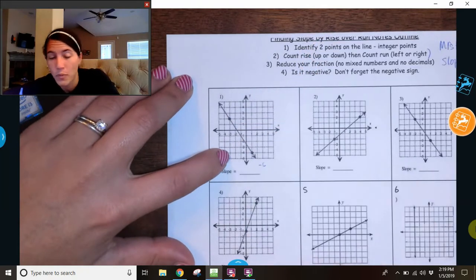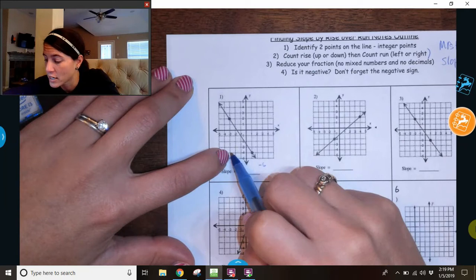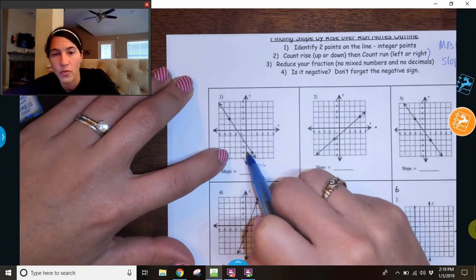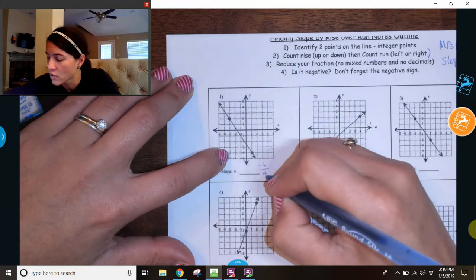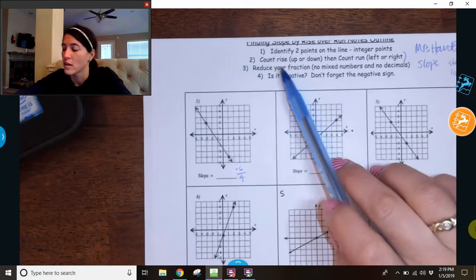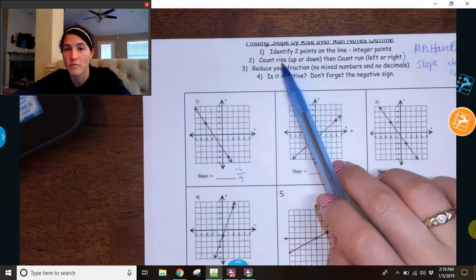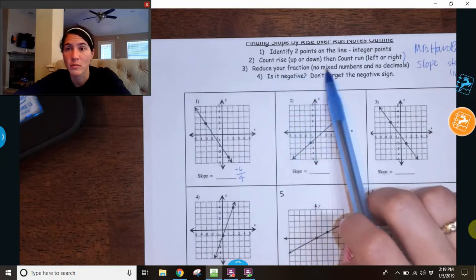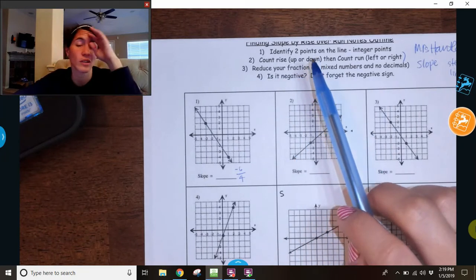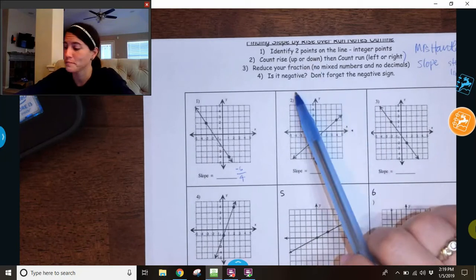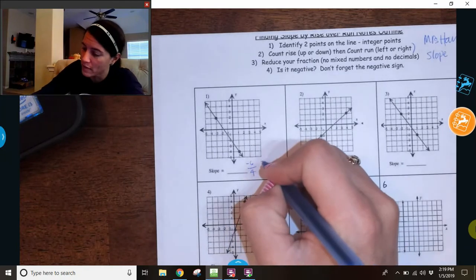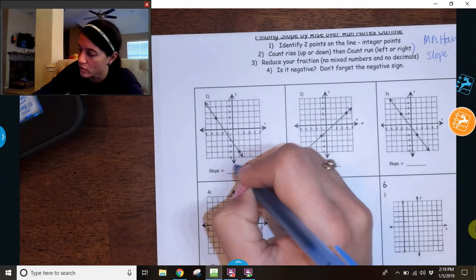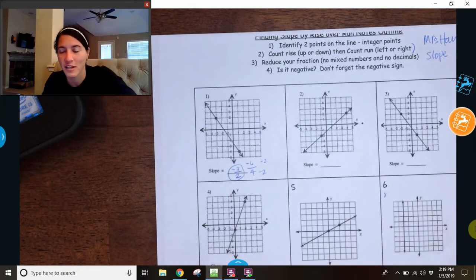Then from that point right there, I need to count my run. I need to go right. Let's see, make sure I'm okay. 1, 2, 3, 4. So negative 6 over 4. That's how I start. I found 2 points. I counted my rise and then my run. Now I need to reduce my fractions. No mixed numbers and no decimals. When you're doing slope, you just want to leave it as a fraction or an improper fraction. So I can divide both by 2, and I get negative 3 over 2. And that's my slope, negative 3 over 2.